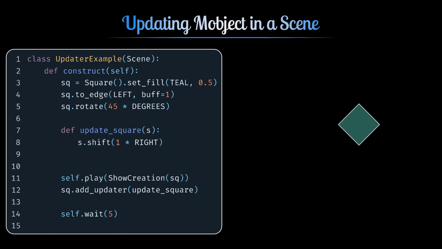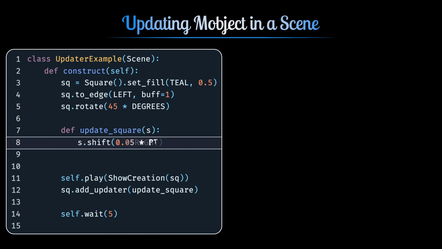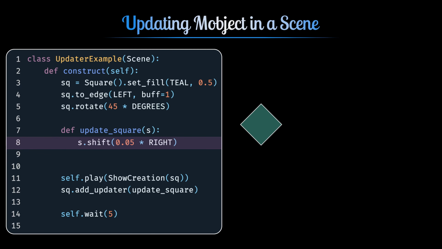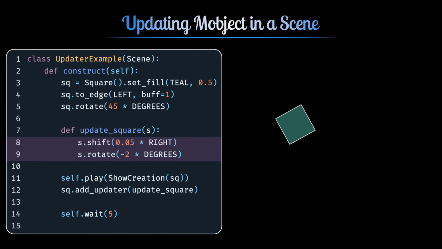You see, every dt seconds or at every frame, we are watching this square moving to the right. The square is moving too fast. Let's slow it down a bit. To do that, I set it to 0.05 step to the right. This seems smooth. If I want it to rotate as well, I can write another rule to rotate -2 degrees at every frame. Now it is rotating and moving at the same time.